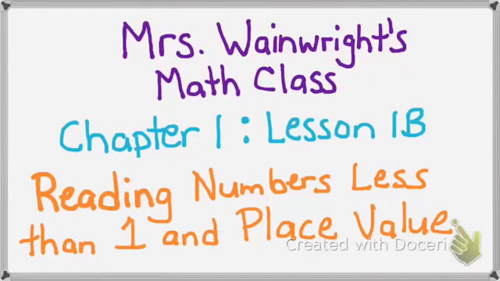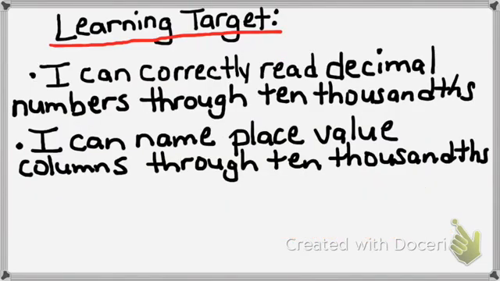This is Mrs. Wainwright's Math Class, Chapter 1, Lesson 1B, reading numbers less than 1 and place value. Today's learning targets: I can correctly read decimal numbers through the 10,000ths, and I can name place value columns through the 10,000ths. Since we're talking about decimal numbers, or numbers that are less than 1, let's take a look at some numbers that are less than 1 first.